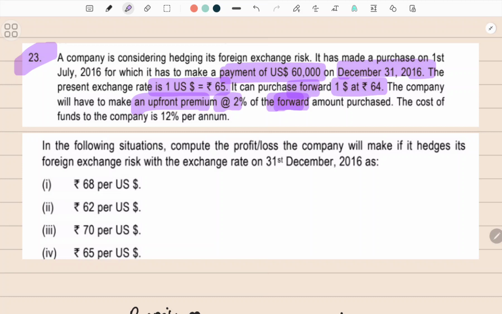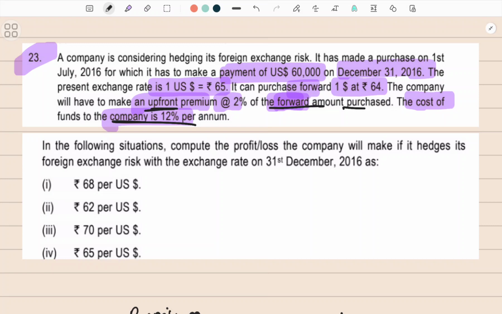The cost of the funds to the company is 12% per annum. Now why is this cost of funds given to us? Think about it. The upfront premium, the name itself suggests, has to be paid right now, on spot. By default, we are assuming the company does not have any funds. The company will borrow funds to pay the premium of 2% on this forward amount at the forward rate. For those borrowed funds at 12% per annum, you have to calculate the interest cost.